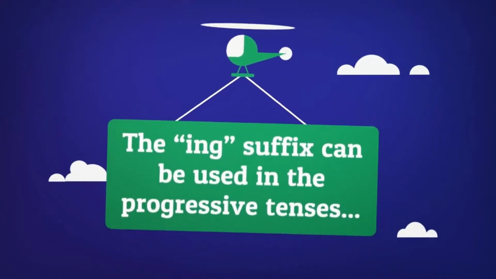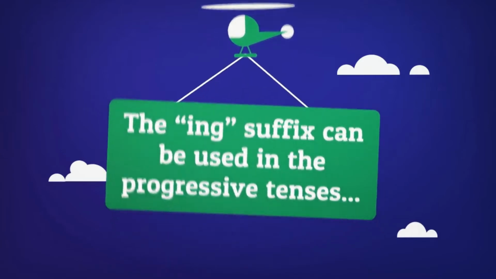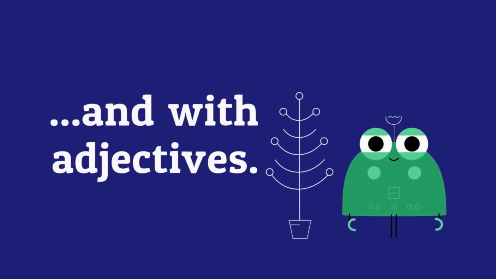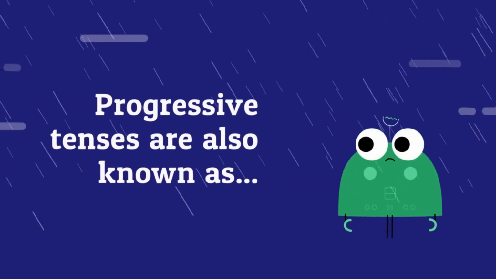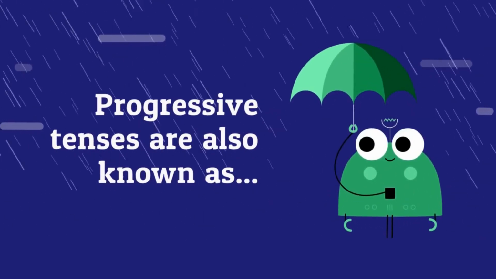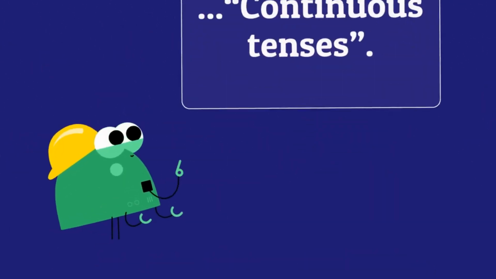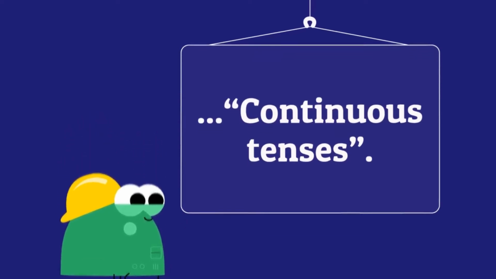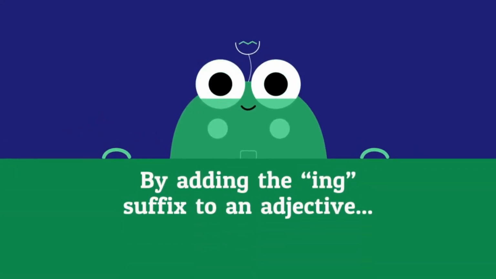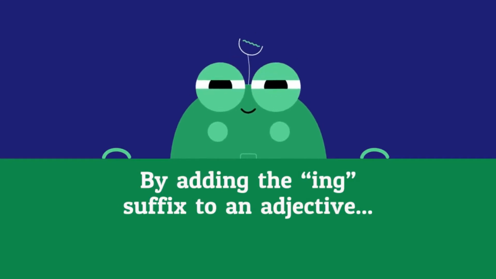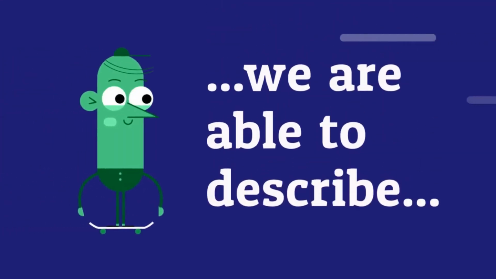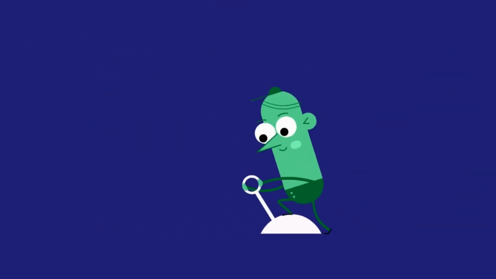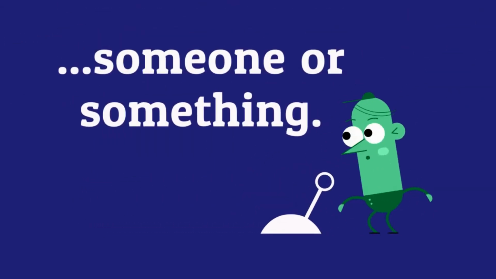The ing suffix can be used in the progressive tenses and with adjectives. Progressive tenses are also known as continuous tenses. By adding the ing suffix to an adjective, we are able to describe someone or something.